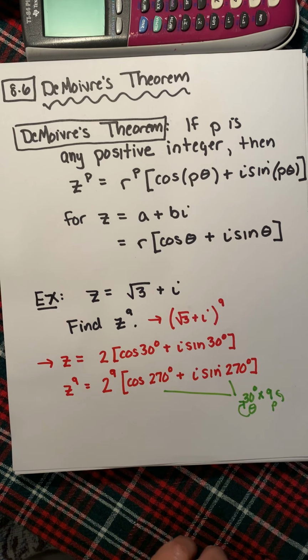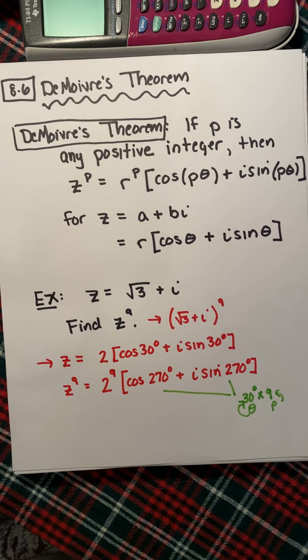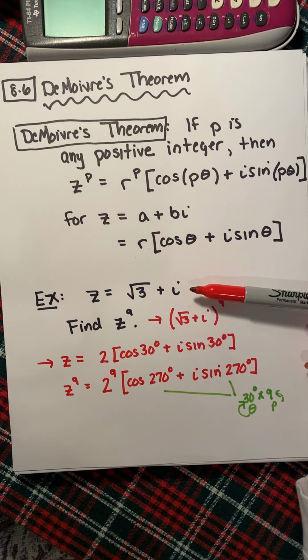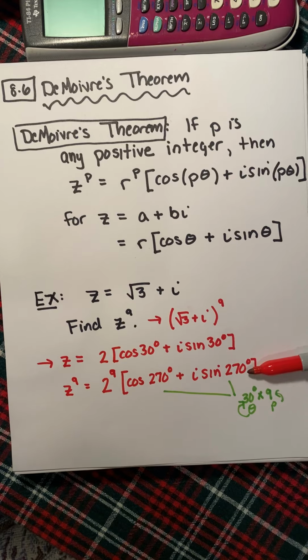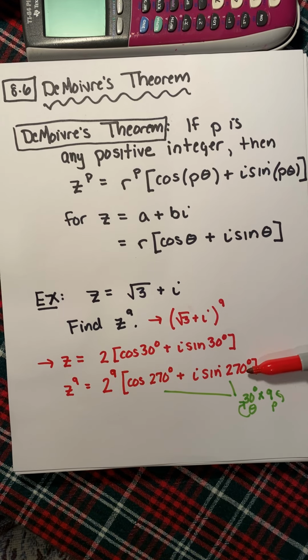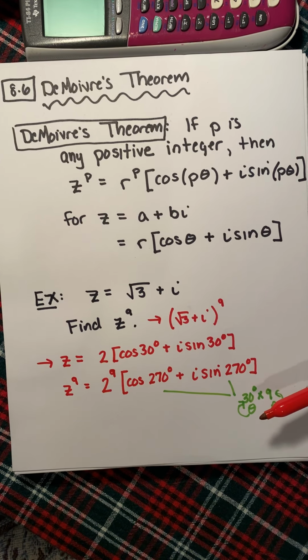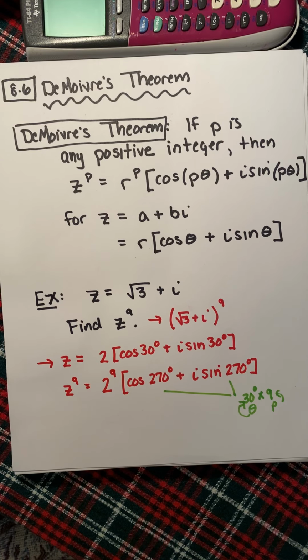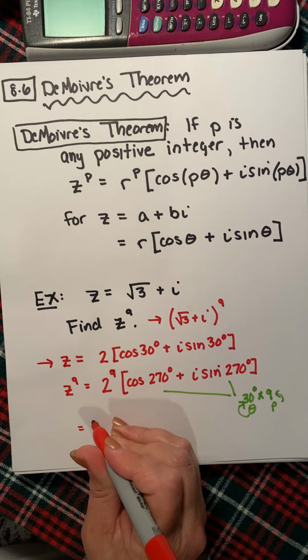So 30 times 9. All right, now we started with a complex number in its standard form, so we want to answer in a standard form. So now we have to find the cosine and the sine of 270 degrees and 2 to the 9th. And if you do 2 to the 9th on your calculator, I believe I did this right, this is going to be 512.